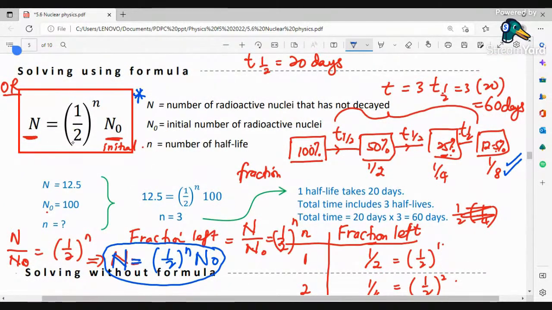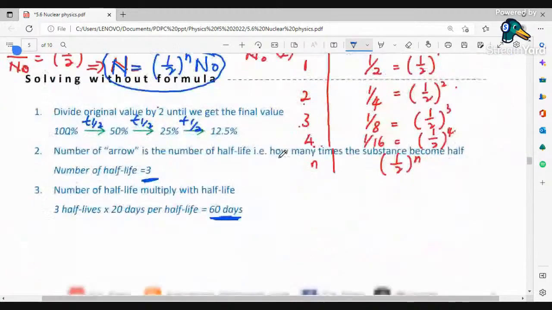Okay. Ini ialah number of nucleus after n half-life. Ini dia punya fraction left, half to the power n. And ini initial activity ataupun initial number of nucleus. Okay, cara dia.